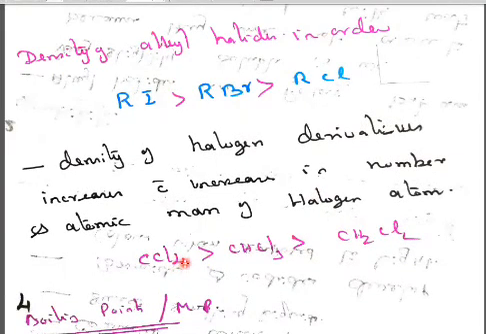For example, CCl4: 4 chlorine, 3 chlorine, 2 chlorine. Carbon tetrachloride, carbon trichloride, dichloride. So tetrachloromethane, trichloromethane, dichloromethane.